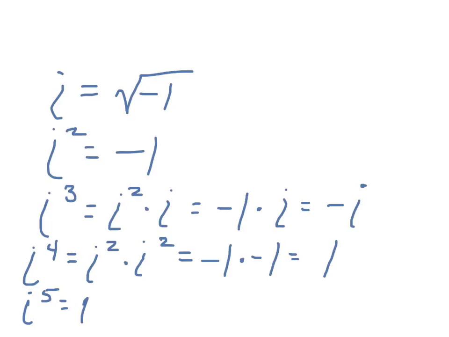But i to the 4th times i to the 4th was 1. i was i. What's 1 times i? i. 1 times i is i, right? Anything times 1 is itself. There you go. So what's i to the 6th?